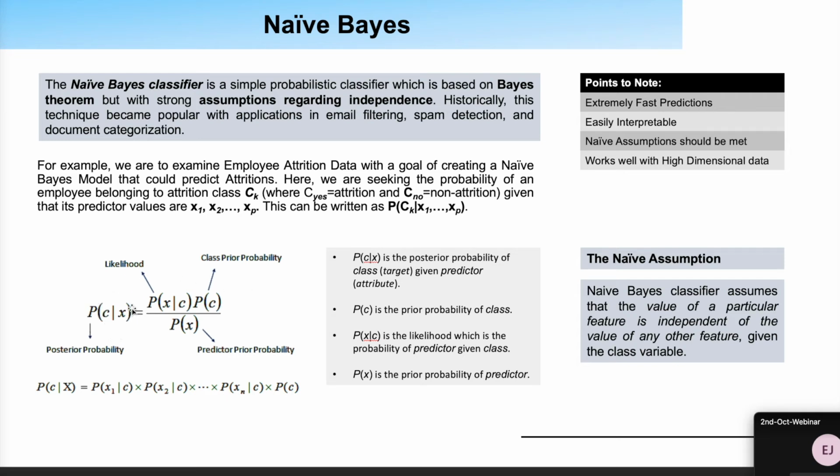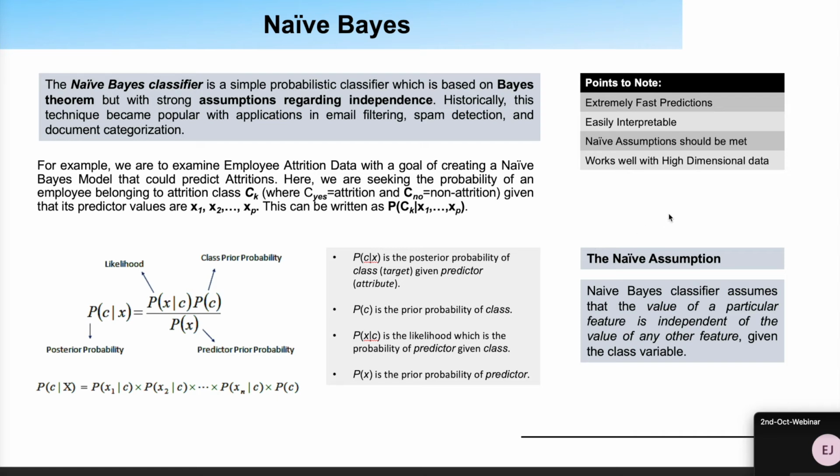probability figures are extracted by the model, the predictions are normally very fast because it uses the probability values. Okay, so some of the points about naive Bayes are that it gives extremely fast predictions, and is easily interpretable because it works on the probability values. The calculations can also be made using Excel sheets if you want to validate your results, etc. The naive assumption should be made, and it also works with high dimensional data.